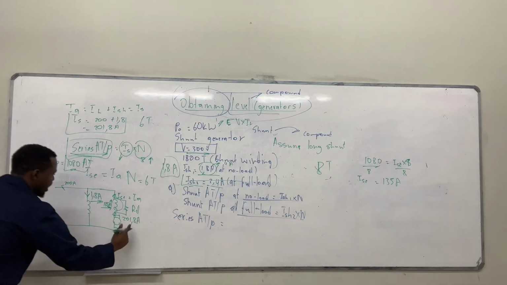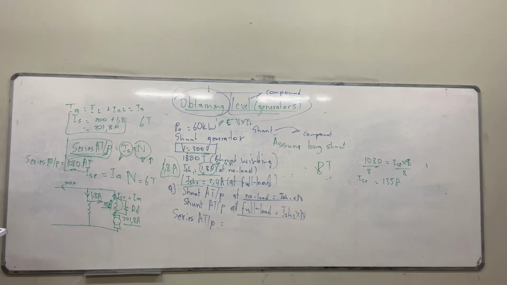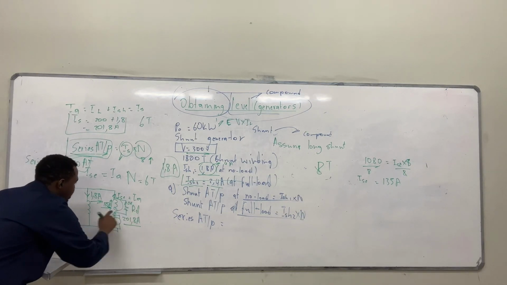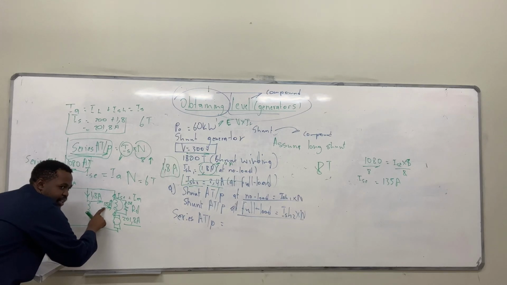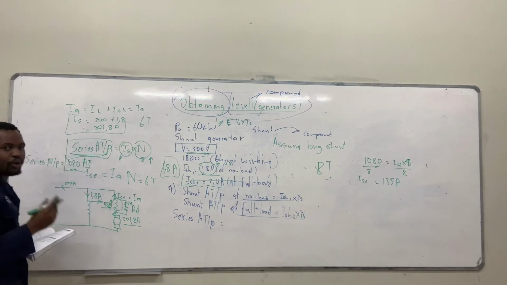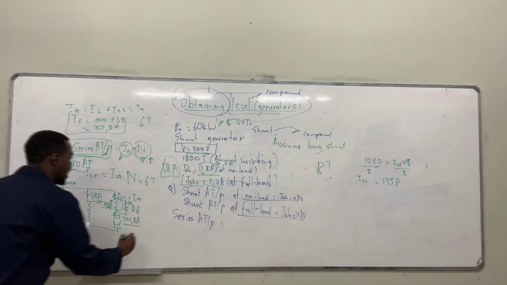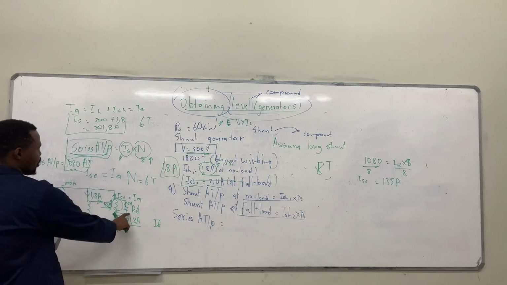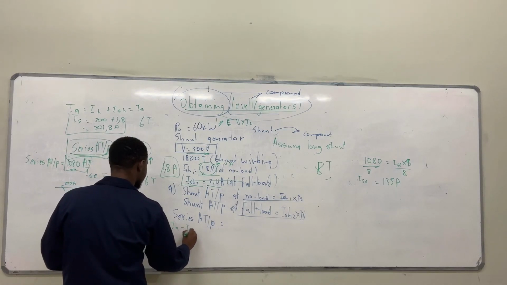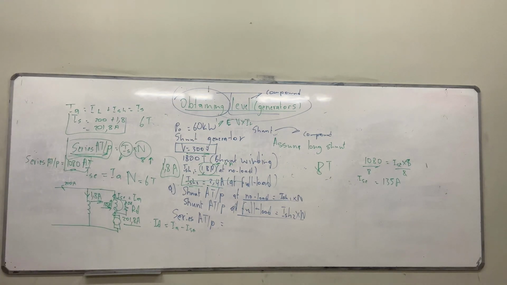If my total is 200 plus 1.8, that is 201.8, the current flowing here in the diverter ID, because the current flowing in the series winding is 135. The total current is 201.8. So basically ID, the current that will flow in this resistor that I am adding here, is equal to I armature minus I series. You get this current because it will help you when you want a resistance. Let us continue.